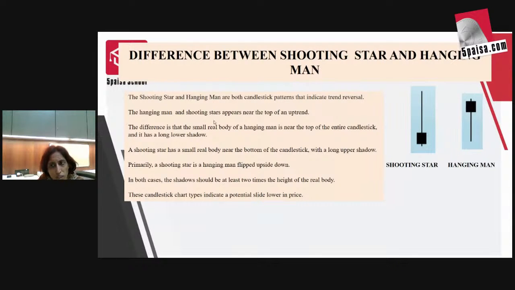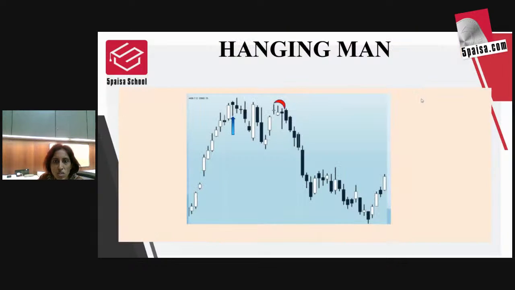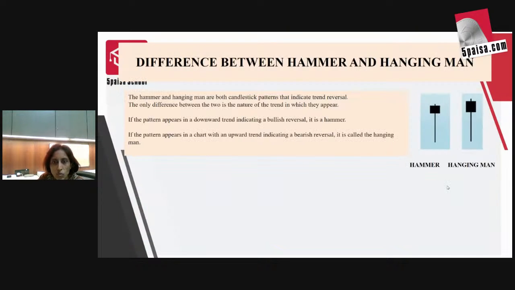Now, both of them again indicate a trend reversal. The hanging man and shooting star appear near the top of an uptrend. However, the difference is that the hanging man has a small real body near the top of the candlestick, and it has a long lower shadow. Whereas a shooting star has a small real body near the bottom of the candlestick with a long upper shadow. But both of them indicate a reversal, and the reversal is more towards, as you can see, the downward side, right?